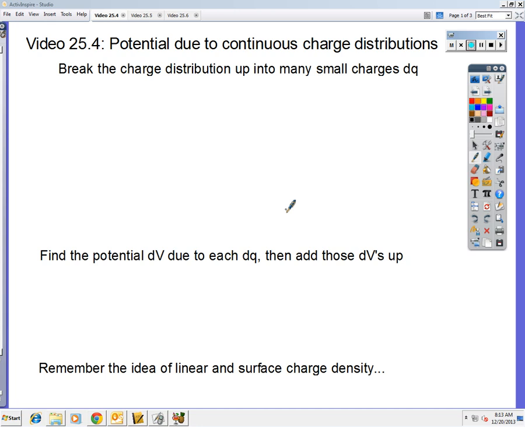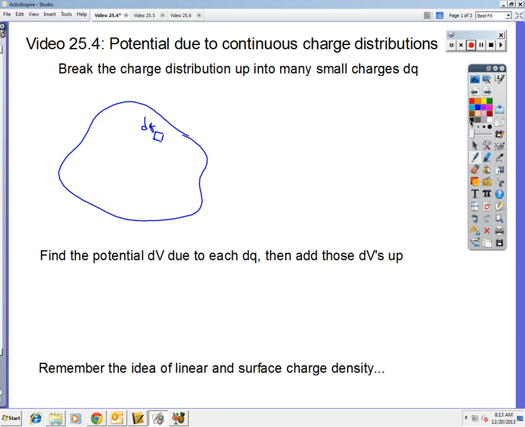Hey, this is video 25.4. We're looking at the electric potential due to continuous charge distributions, meaning not created of point charges. So for instance, an amorphous blob with charge on it. But the thing is, we can treat it like an infinite number of very closely spaced point charges, and we'll call those charges each dq.